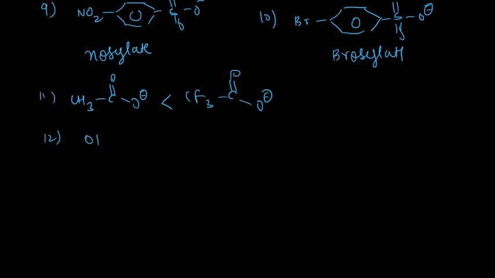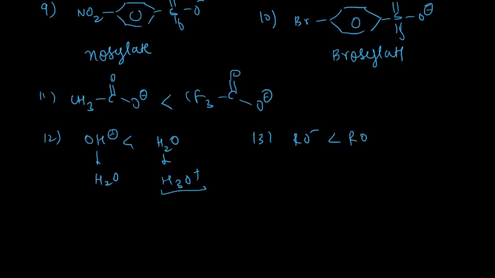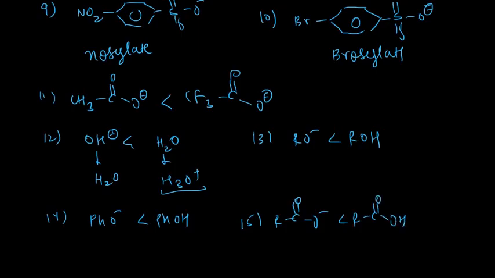Twelfth we have OH minus and H2O. H2O is a weak acid, and H2O is coming from H3O plus. So which is a good acid? H3O plus is a good acid, so H2O is a good leaving group. Thirteenth we have RO minus is greater than ROH, right? Same reason. Fourteenth we have PhO minus is greater than PhOH, less than PhOH. Sorry. Fifteenth we have RC double bond O, O negative, greater than RC double bond O, OH. This is our fifteenth.